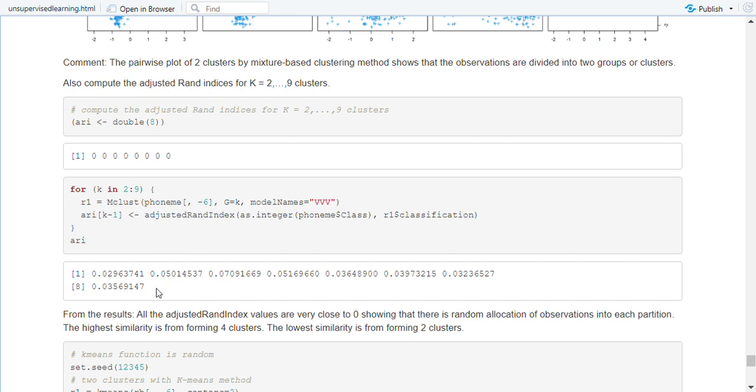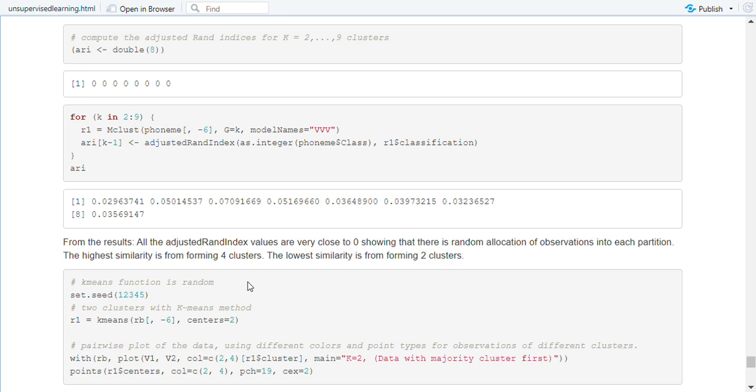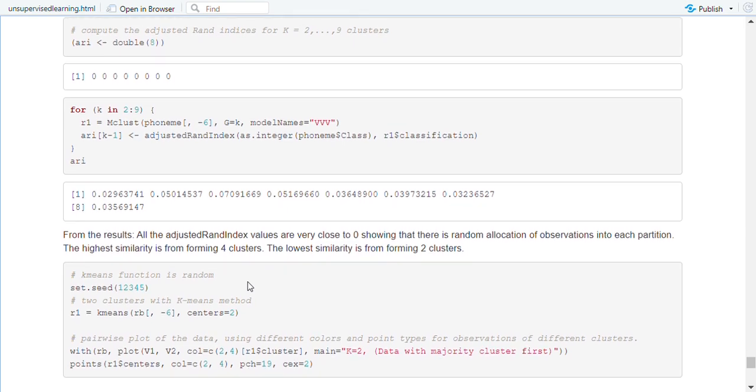So we can see that the lowest among these is 0.02963741, and this is from forming 2 centers. And the highest of these is 0.07091669, and this is from forming 4 centers. From the results, all the adjusted Rand index values are very close to 0, showing that there is a random allocation of observations into each partition. The highest similarity is from forming 4 clusters. The lowest similarity is from forming 2 clusters.